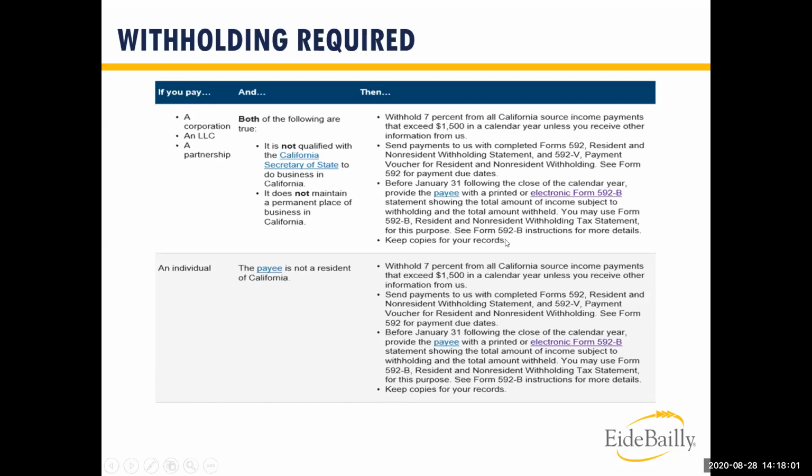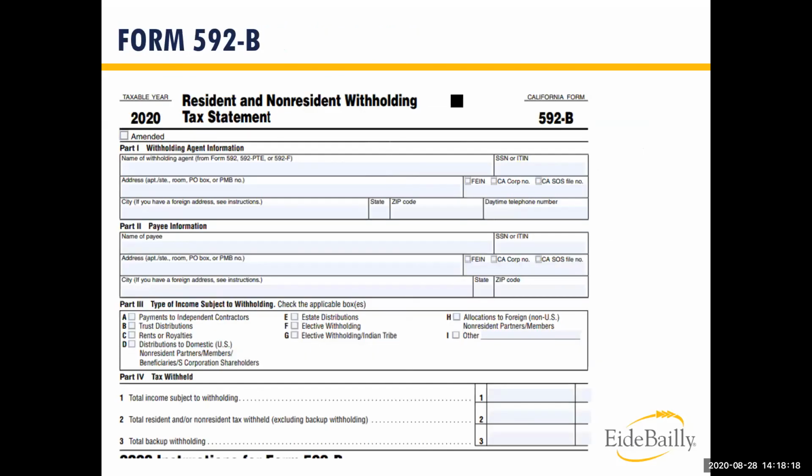So here's a little bit more information about that. Same thing, if you have an individual partner or member and they're not a resident of California, California wants you to withhold on this individual because it assumes if you don't withhold on them, California thinks they're never going to see their money.